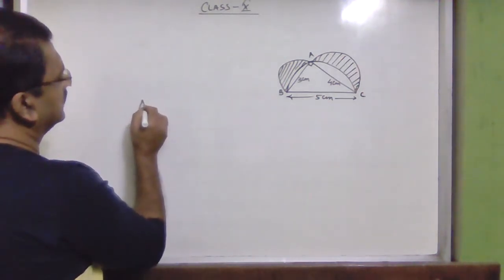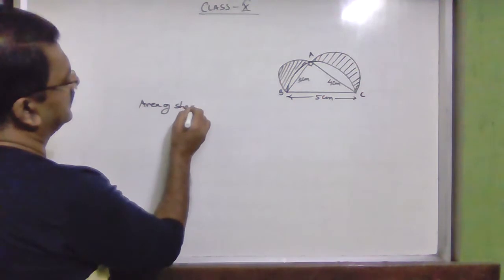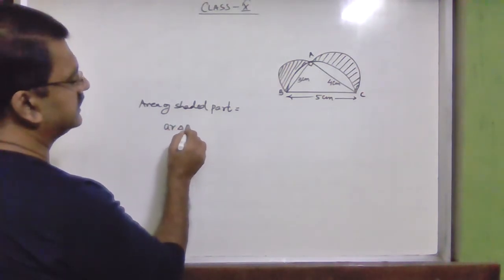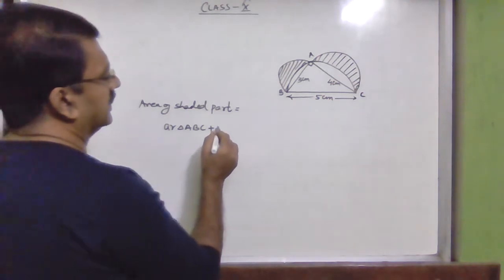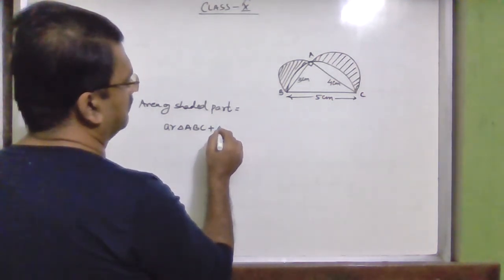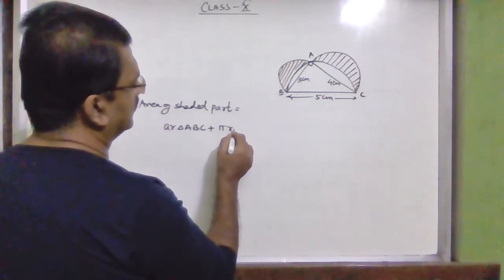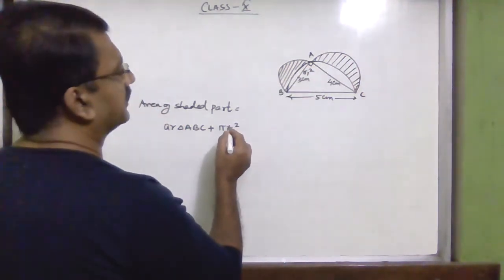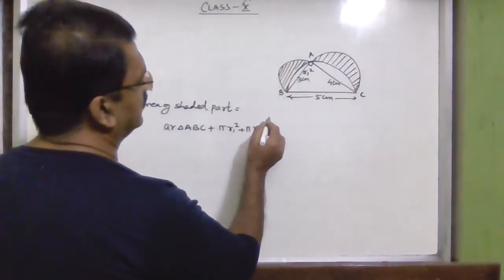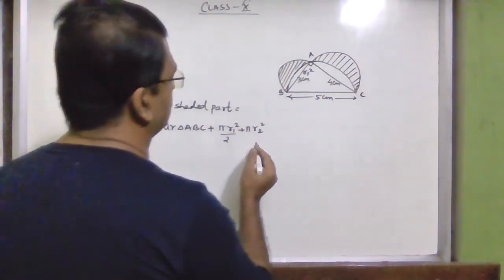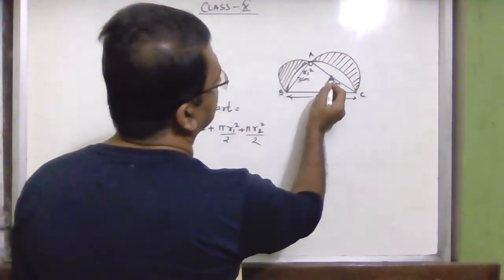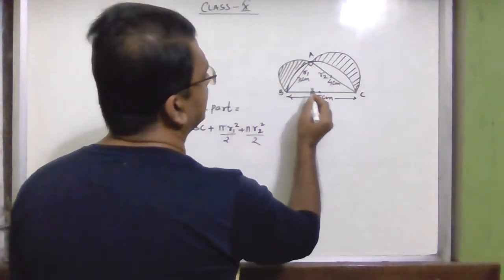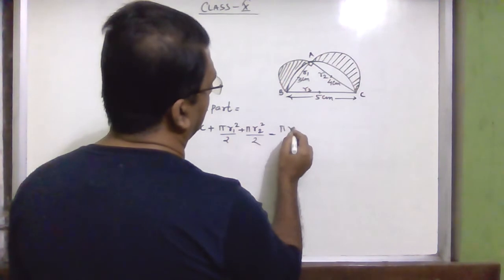Now see, area of shaded part is equal to area of triangle ABC plus pi r1 square by 2, say this radius is r1, as it is a semicircle, and then pi r2 square by 2, say this radius is r2, and say this radius is r3, so minus pi r3 square by 2.